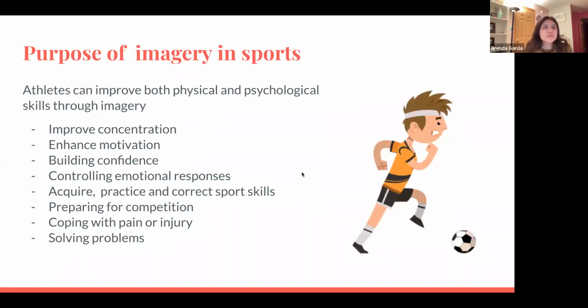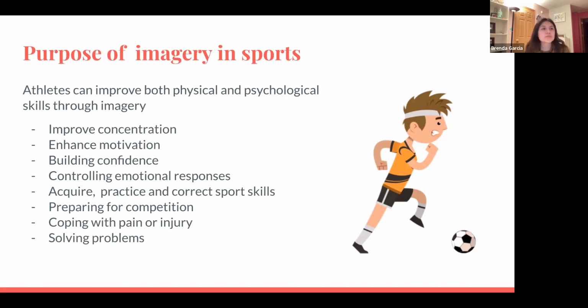Okay, so the purpose of imagery in sports: athletes can improve both physical and psychological skills through imagery. Imagery helps athletes concentrate on a given task. One can imagine themselves staying composed and focused after some sort of distraction during a task. It enhances their motivation by seeing themselves performing well, which then motivates them to keep going. Confidence can give the player a reassurance of their abilities, and then control. It helps control their emotional responses. This also goes back to low and high arousal states in the psychological explanation theory.